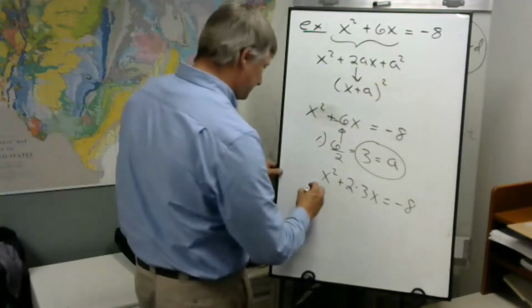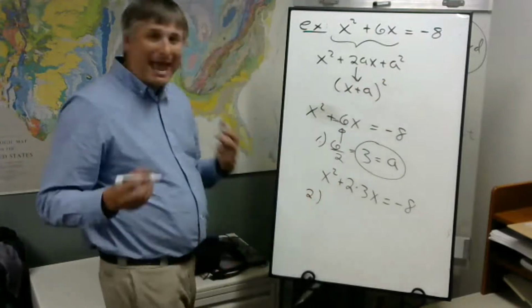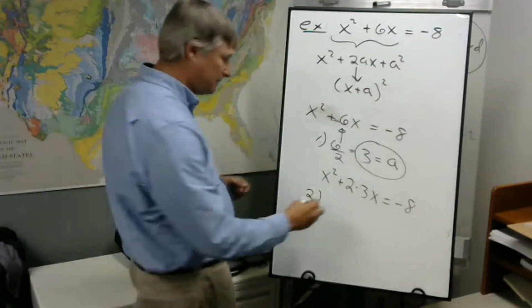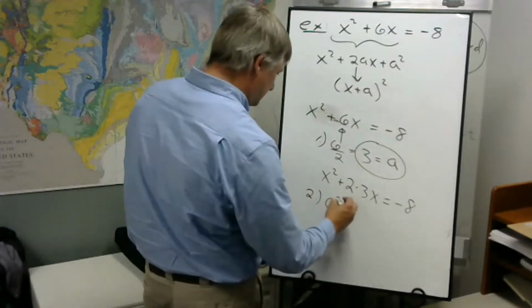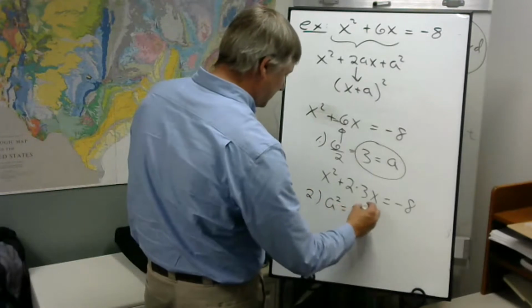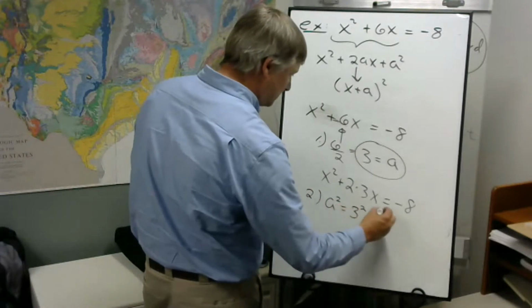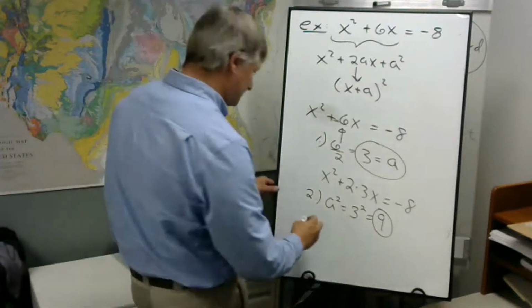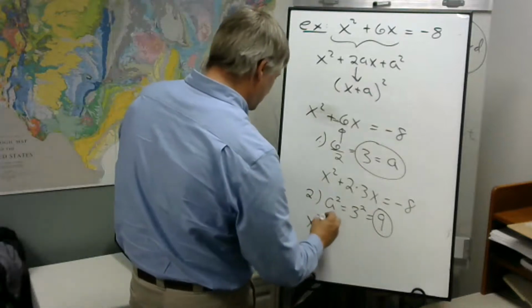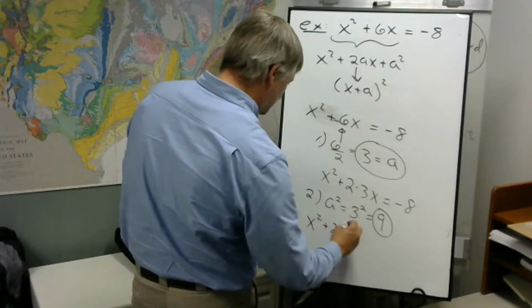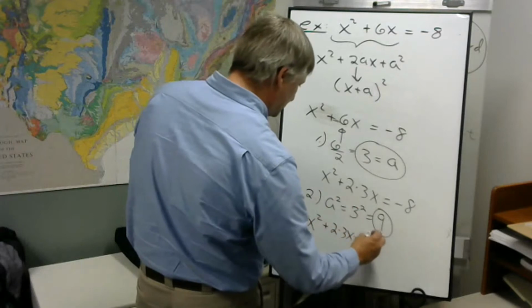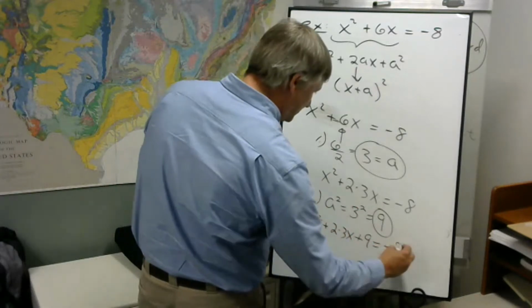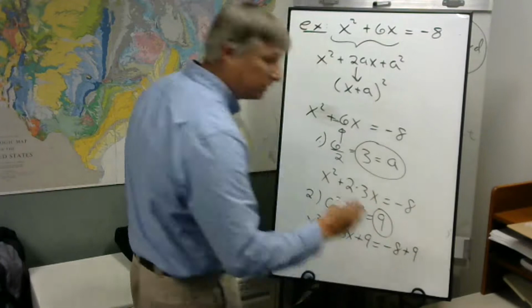So second step, we add a squared to both sides. So a squared is going to be 3 squared is equal to 9. We add that to both sides. We get x squared plus 2 times 3x plus 9 equals minus 8 plus 9.